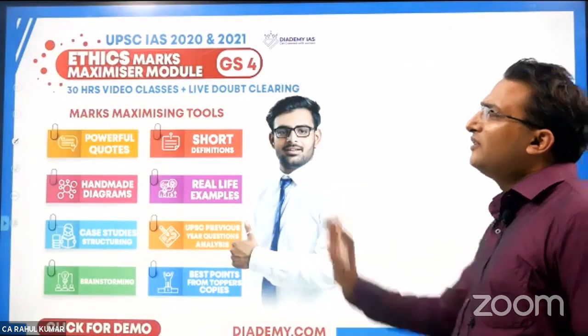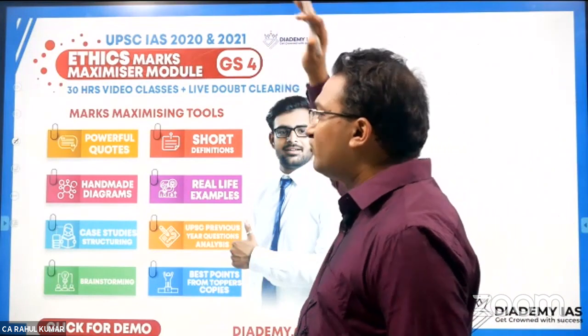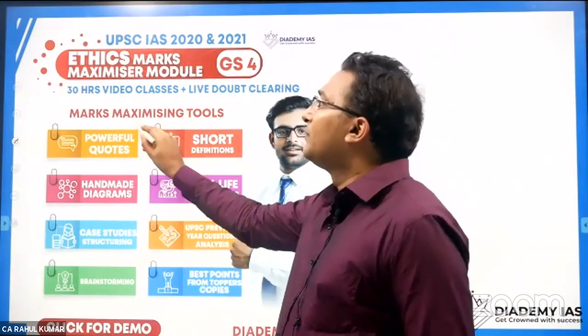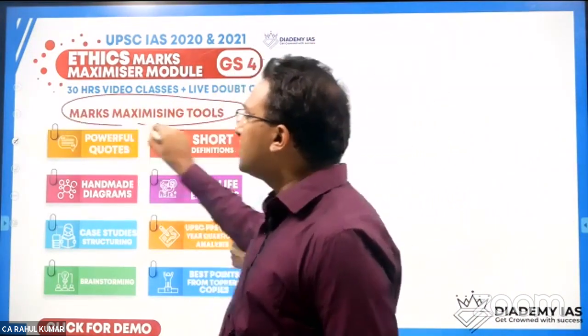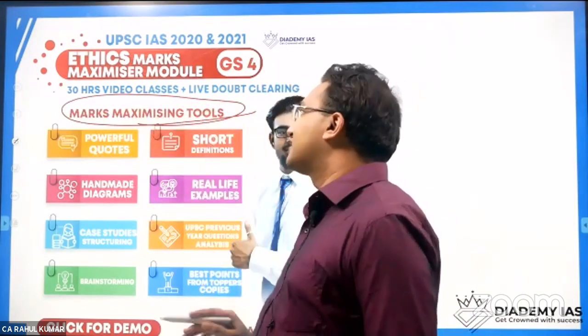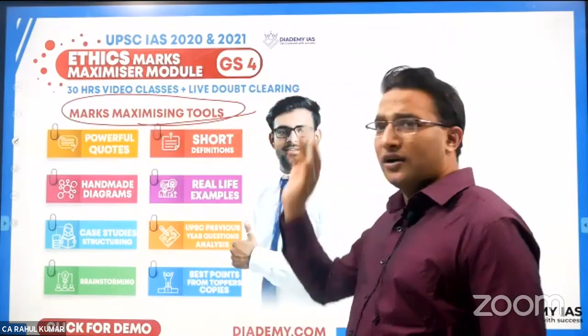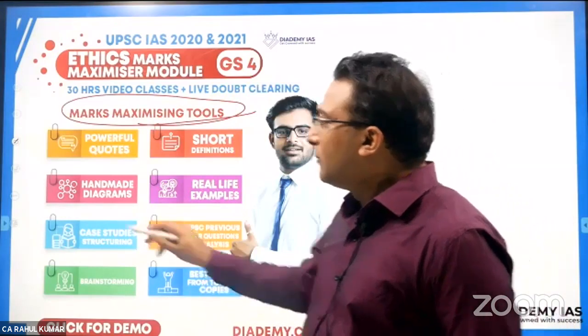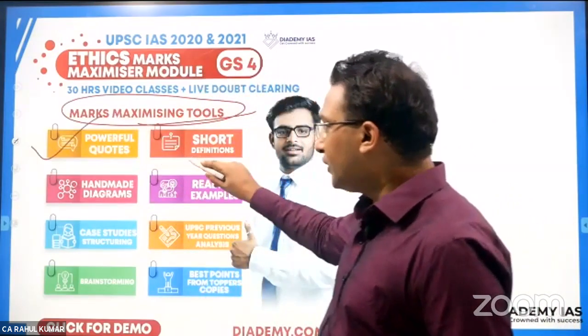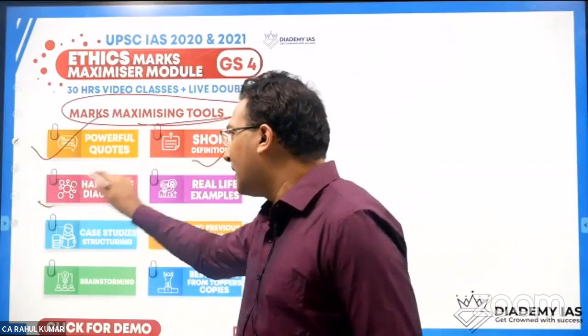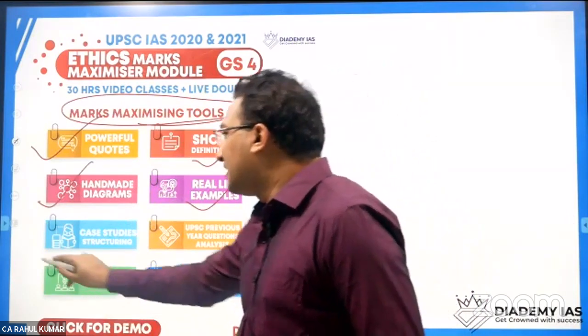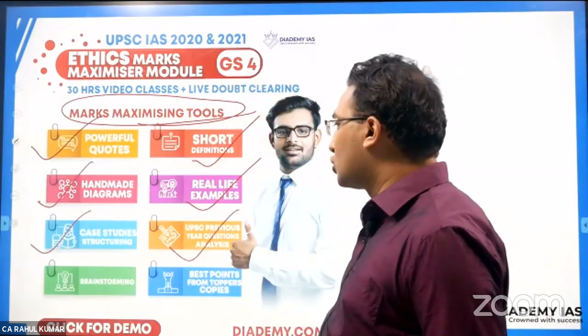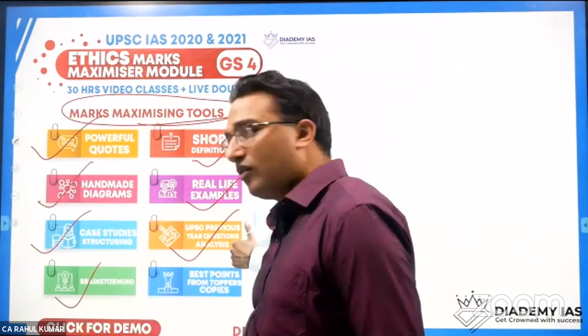We have also come up with the ethics batch. In this ethics batch, we are working on marks-maximizing tools. This is a very short batch, a 30-hour class, 30 hours only, with live doubt-clearing sessions. We will be providing you powerful quotations, short definitions, handmade diagrams, real-life examples, case studies, UPSC previous year question analysis, and brainstorming for the ethics paper.